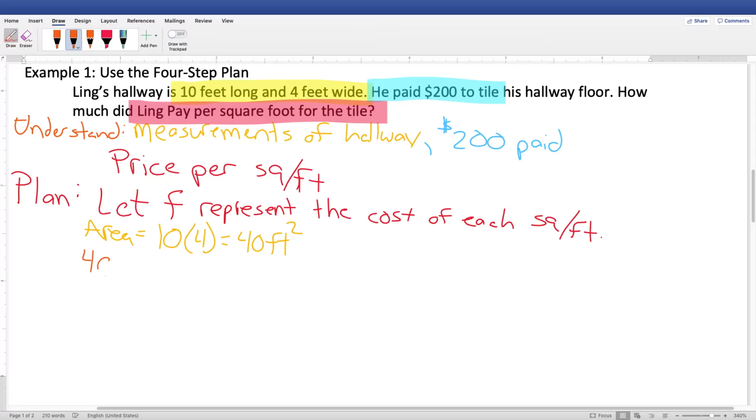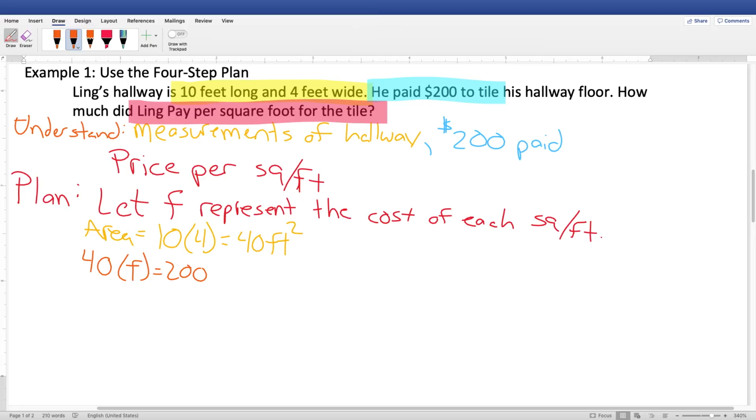Our equation is going to be 40 times the letter F is equal to 200. Because he had 40 square feet, that is the area of the floor that he tiled. We want to know how much each one costs, that's the letter F, and we spent a total of $200.